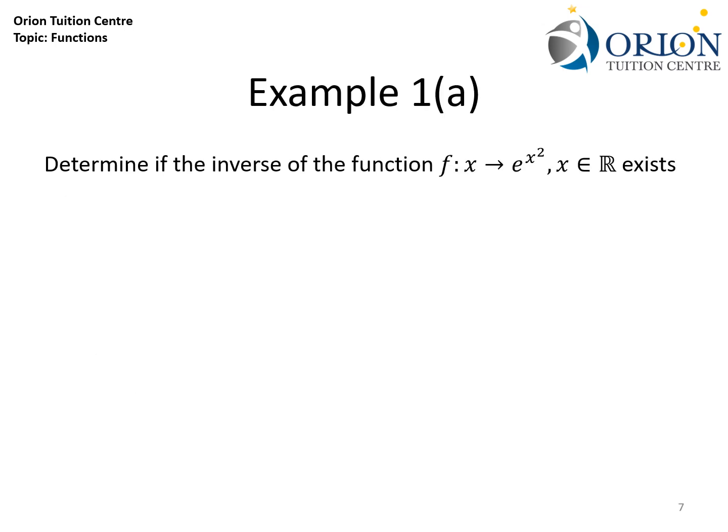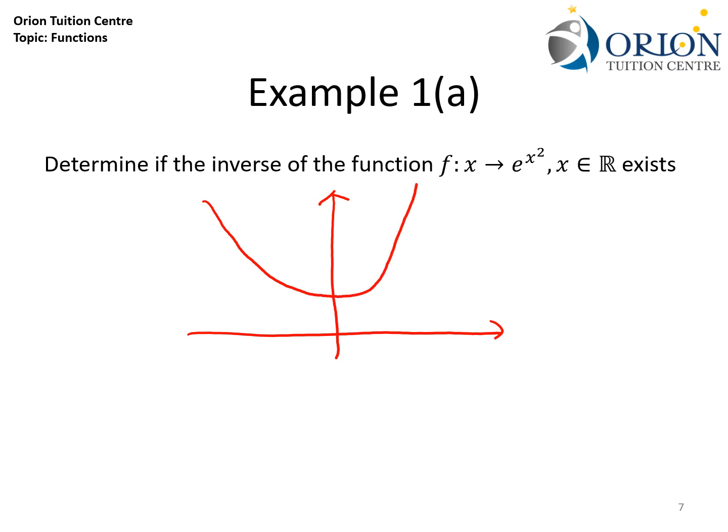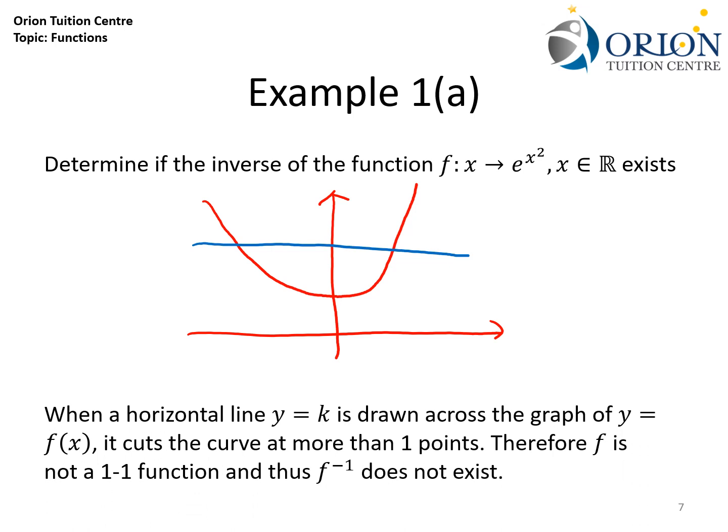In example 1a, we have the function f(x) equals e to the power of x squared for all real values of x. The graph of this function looks like this. And if we draw a horizontal line across, we see that the horizontal line cuts the curve at more than 1 point. And therefore, the function f is not 1-1 and its inverse does not exist. This sentence here is a standard sentence that you should memorize and apply for all questions that ask you to prove that the inverse does not exist.